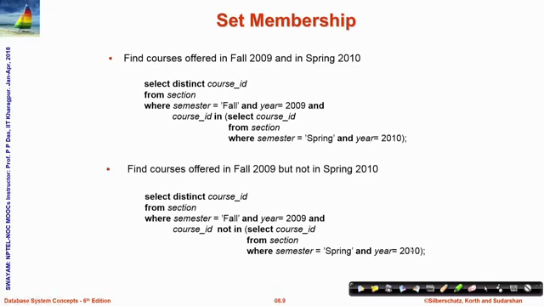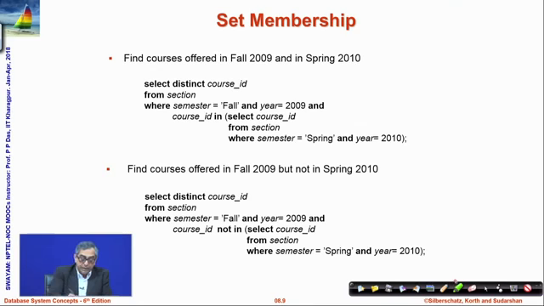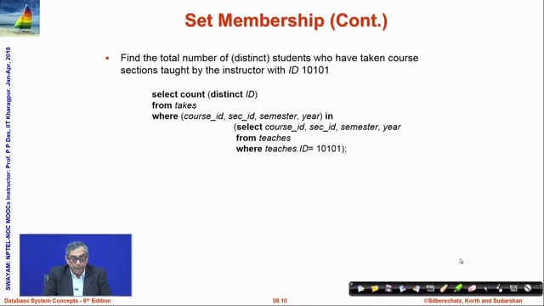The earlier one was the courses offered in both. Here we are trying to do a kind of difference, saying the courses offered in fall 2009, but not in spring 2010. Certainly, we easily get that by changing the membership to the negation of the membership. Earlier it was in, now you use not in, and you will simply get that. It is up to you to take some examples and convince yourself that this kind of nesting will work.